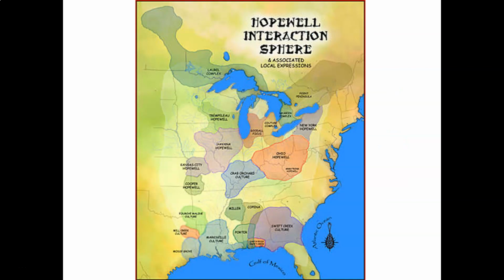Here you can see that it says Hopewell interaction sphere. This is also basically the Mississippian interaction sphere as well. You can see the different cultures. Here's the Hopewell main area. Here's another area for the Hopewell, and so forth.